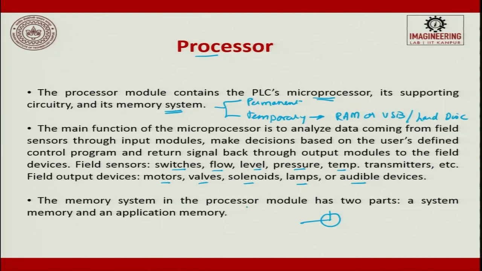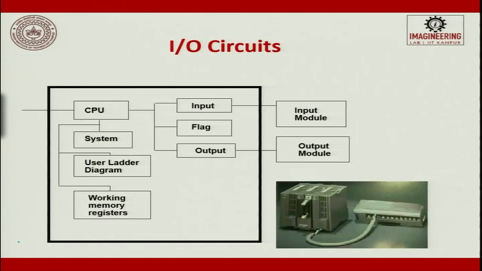The memory system in the processor module are of two parts, a system memory and an application memory. System memory is a ROM space, and application memory is something like your RAM space. Please try to understand, I am giving only analogy, please do not take it one to one sense. A system memory and an application memory, two memories are there.